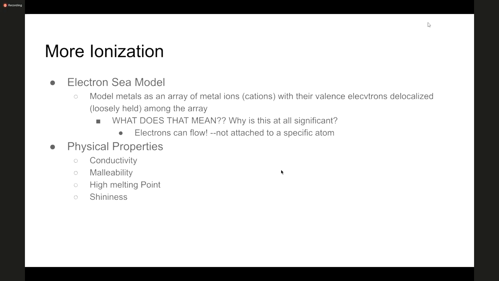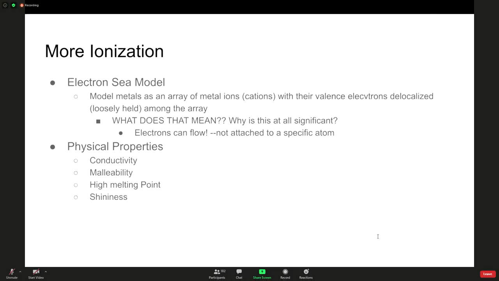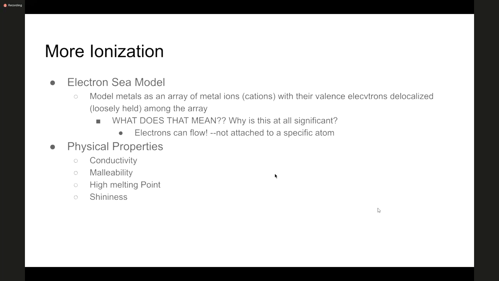Prisha. I can do shininess. It's because of the electron sea model, since there are so many electrons in so many different levels, they emit all different wavelengths, and it merges and becomes white light, right? Nice. Cool. And malleability. Catherine. Metals are malleable because the electrons in the electron sea are not tied to one specific atom, so they can move freely, and you can just mold them in whatever way you want. Cool. Awesome. Great job, guys.